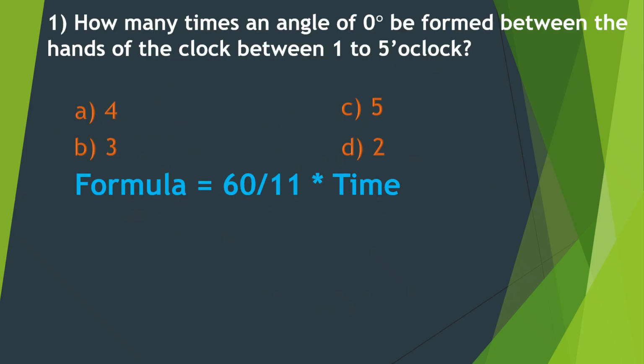First question on your screen related to 0 degree angle. How many times an angle of 0 degree be formed between the hands of the clock between 1 to 5 o'clock? And the formula for this is 60 by 11 into time. This is the formula. 60 by 11 into time. And your time starts now. Try to solve it.